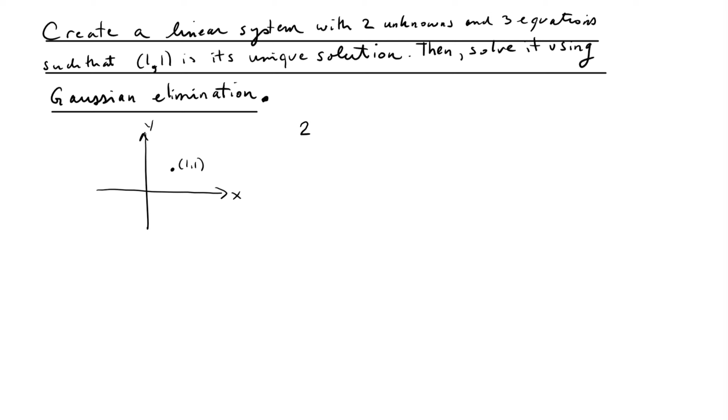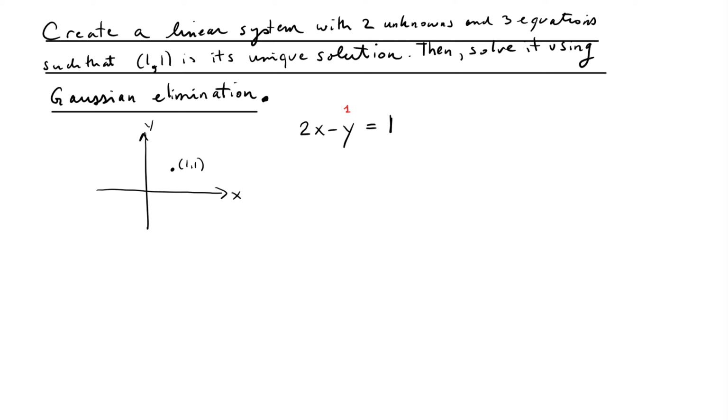for instance, I could start with some random line like this, okay? 2x minus y equals to what? Well, I want (1, 1) to be part of that line. Which means that if I replace x by 1 and y by 1, it has to be a solution. So if I do 2 times 1 minus 1, I actually get 1. So now I'm guaranteed that this line goes through (1, 1).